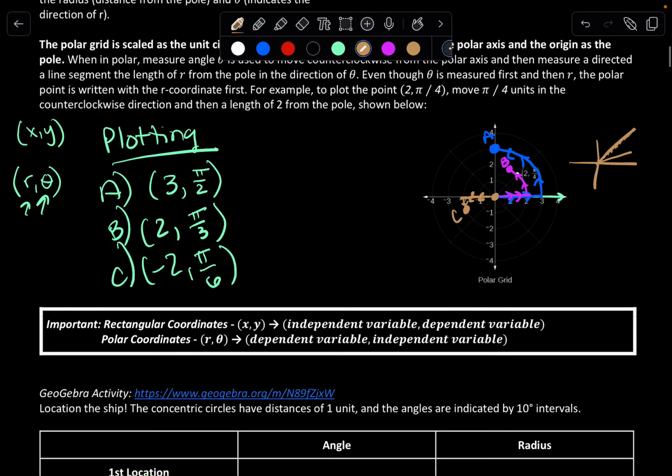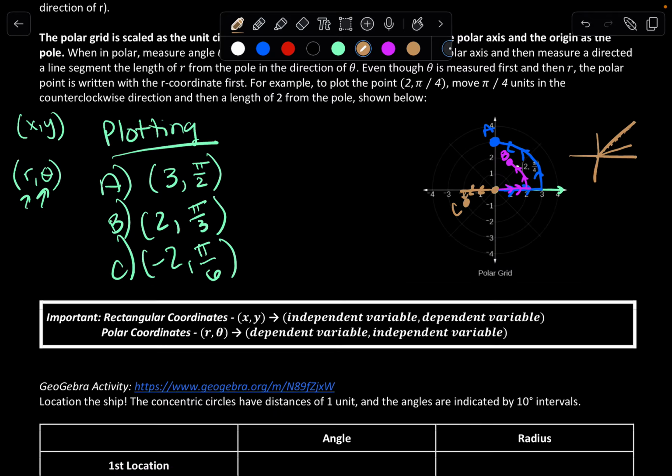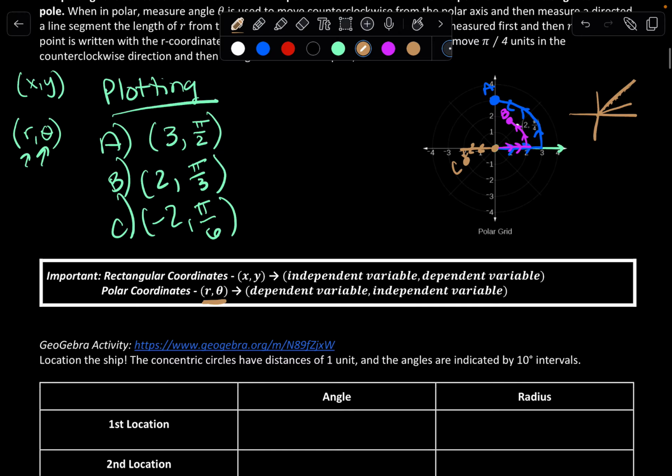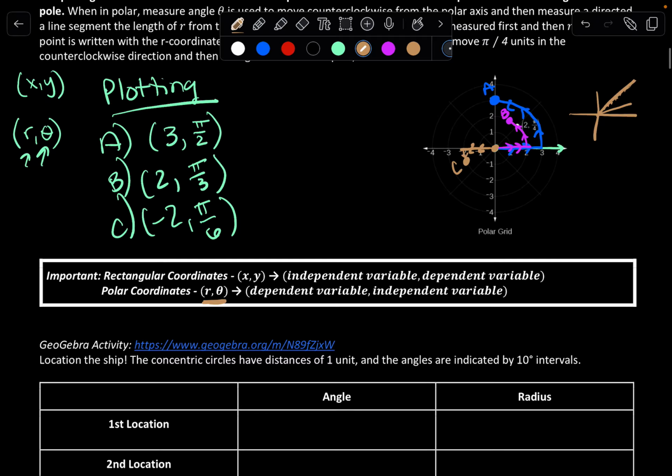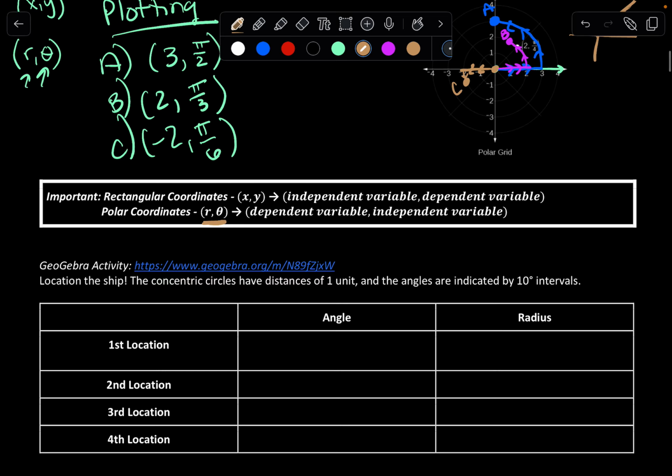So an important note: in rectangular coordinates (x, y), x is the independent variable and y is the dependent variable. However, in polar, they switch. R is the dependent variable and theta is the independent variable. We switched it here because it's easier to plot using the radius first and then opening up and sweeping. However, as we go forward, theta is the independent variable. Think of it as the input, and R is the output. That's a common misconception for students.